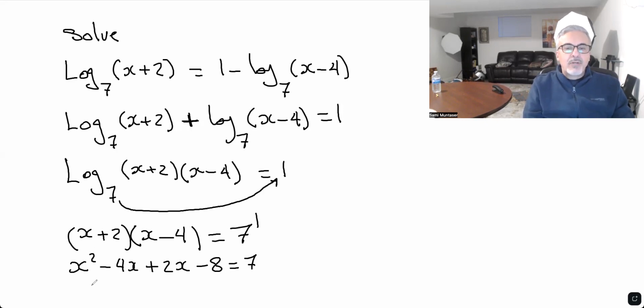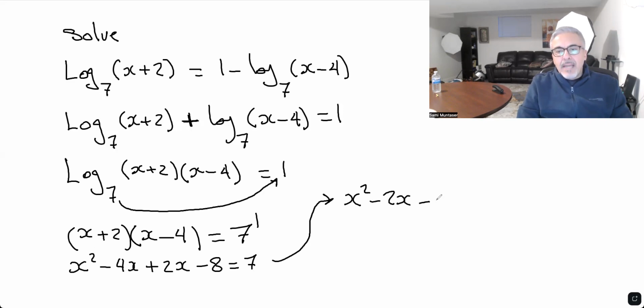Let's move the 7 to the other side, and I'm going to take it just here so we could finish it with a lot of space. Let's move the 7 to the other side and collect the like terms here. So we're going to get x squared minus 2x minus 8 minus 7 equals 0. Now that's x squared minus 2x minus 15 equals 0.